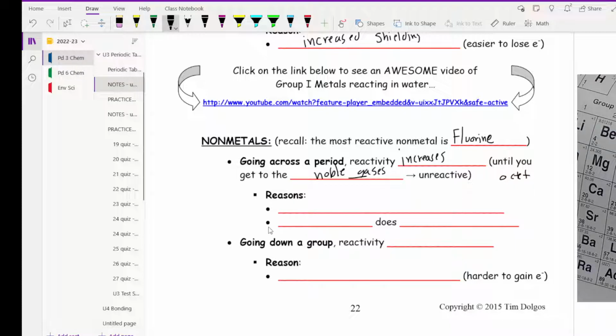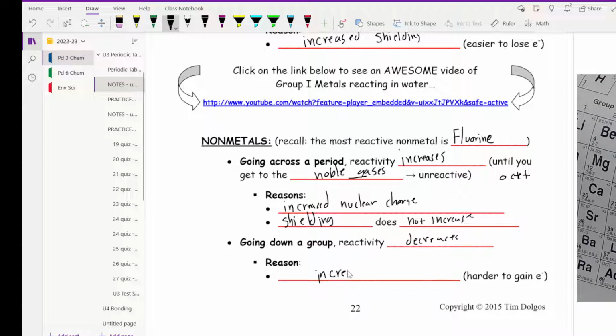The reason for the reactivity increasing across the period is because you have increased nuclear charge, and shielding does not increase. Going down a group, reactivity decreases. The lights aren't working. And it's because you have increased shielding.